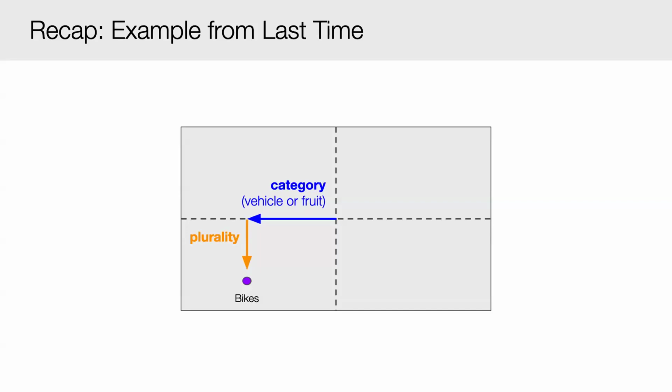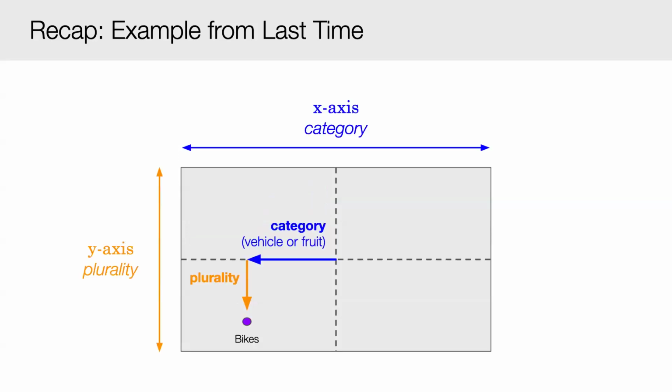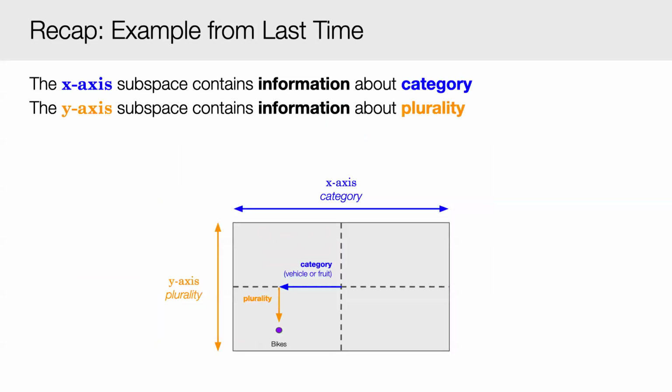Do we all remember this example from last time? In this example, the y-axis controls plurality and the x-axis controls category. So we can break this down into separate subspaces. The x-axis subspace contains information regarding the category, and the y-axis subspace contains information about the plurality of what we're looking at.